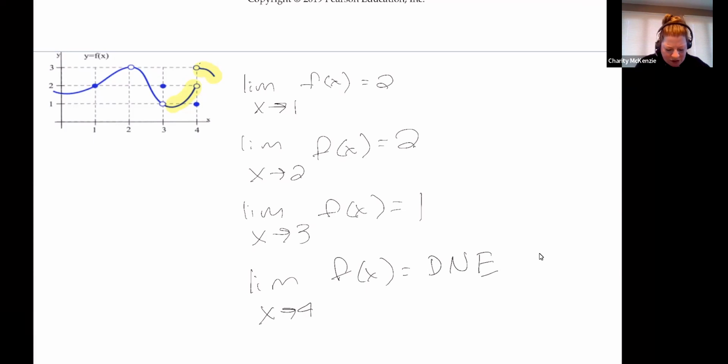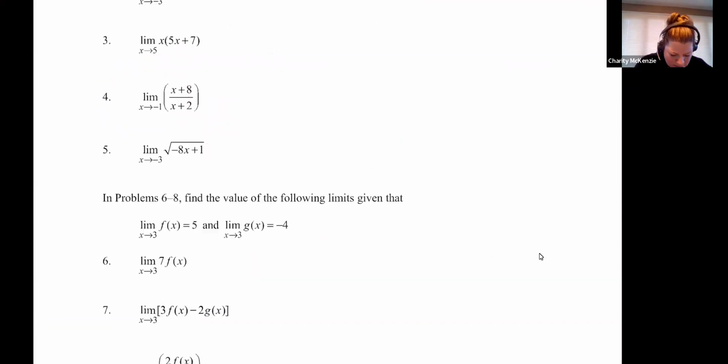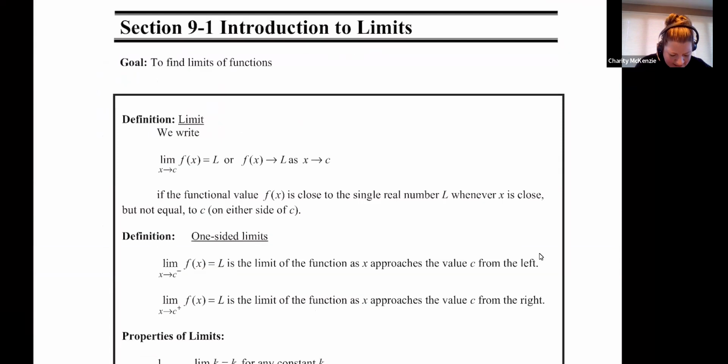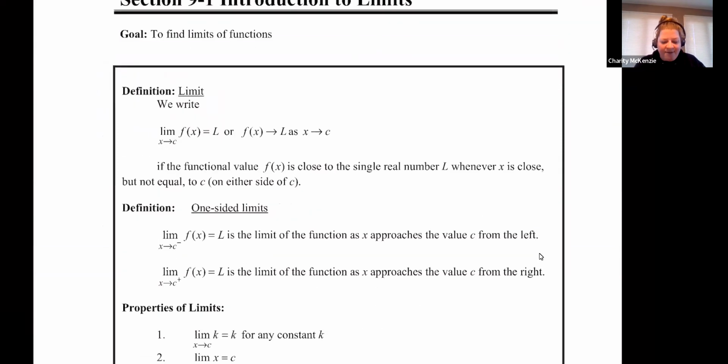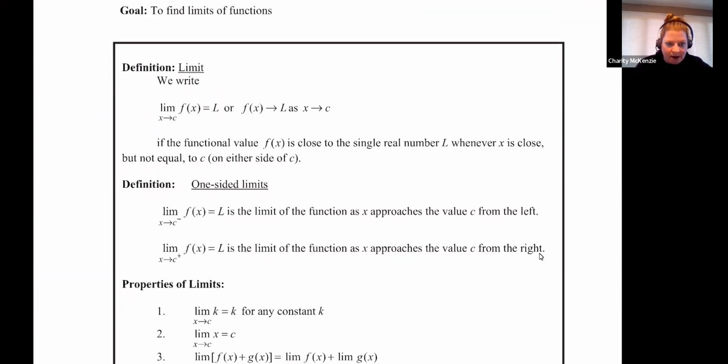Okay, so I'm going to scroll up to the top of our note packet, and we have kind of this definition here.